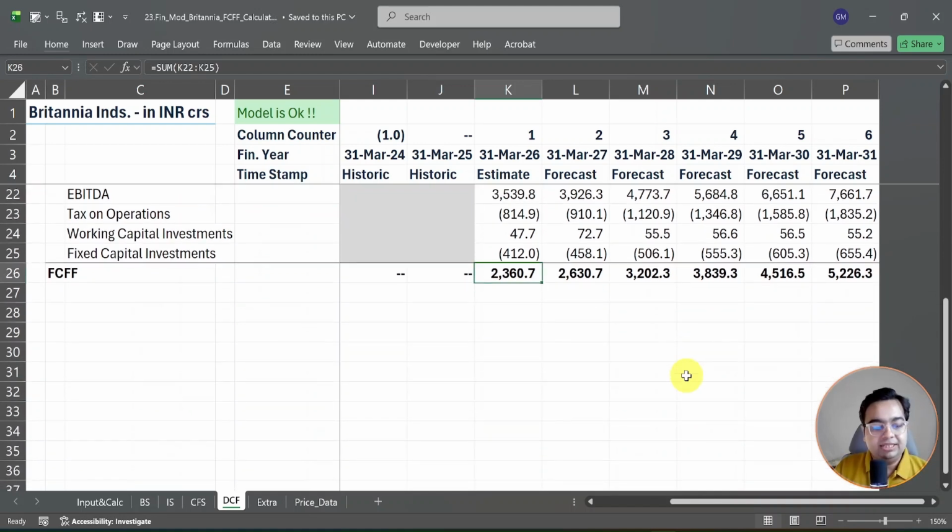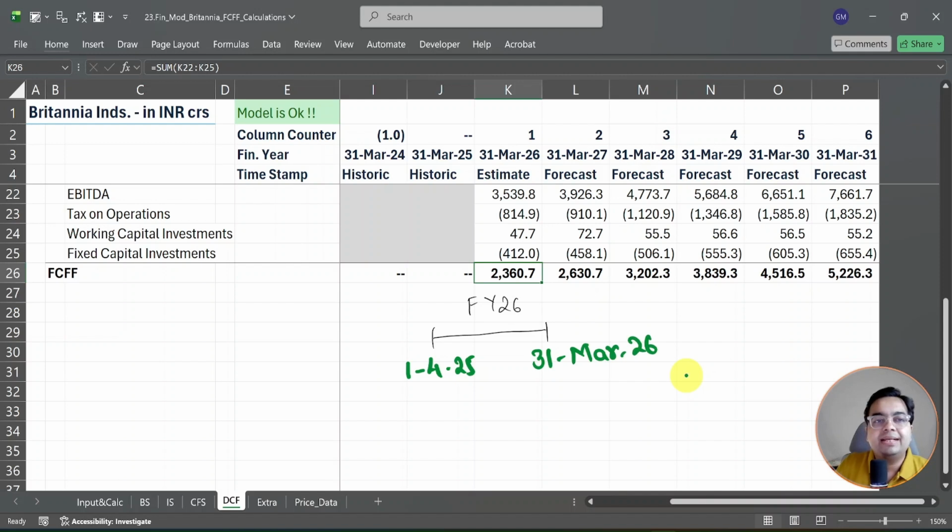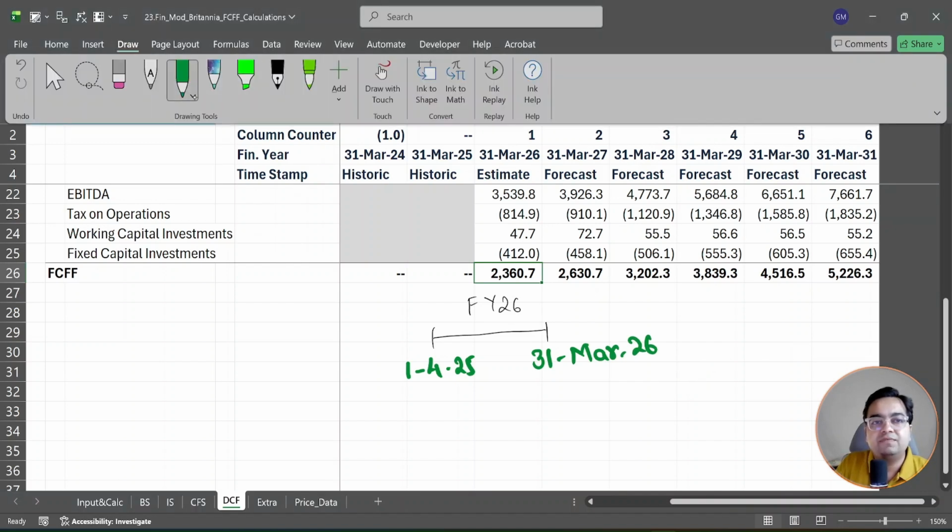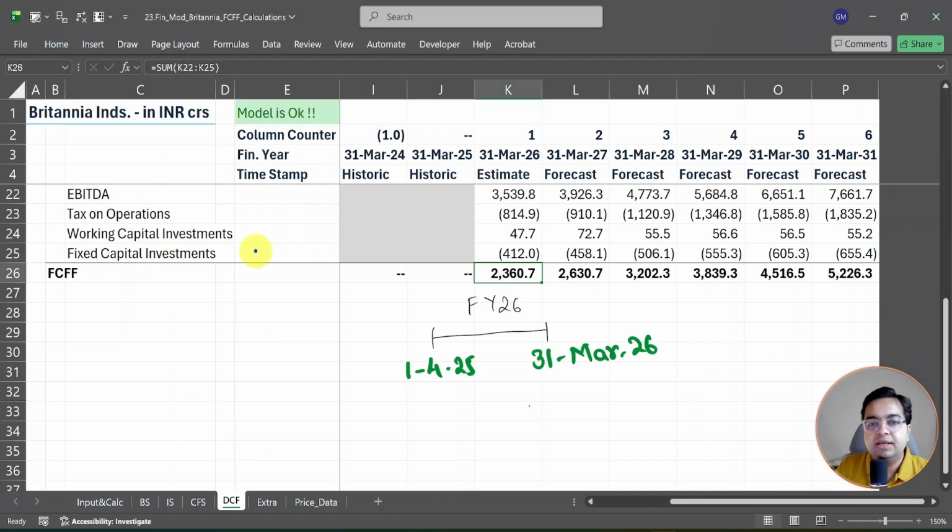See, this particular FCFF, which is in cell number K26, is for March 26, which is expected to be generated in the financial year. If we talk about this financial year 26, it is going to start from 1st April 25, and continue up to 31st March 26. But in our valuation input section, we have discussed that we are going to do a valuation on 1st Feb 26.